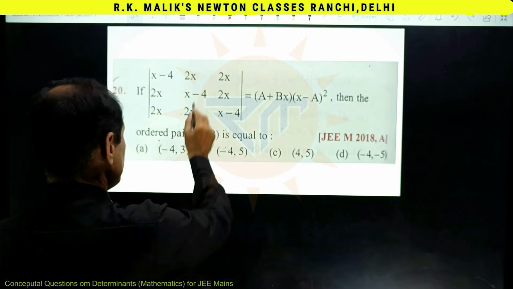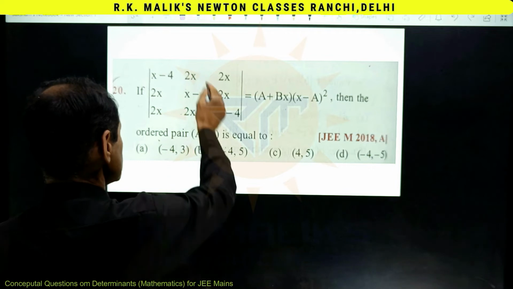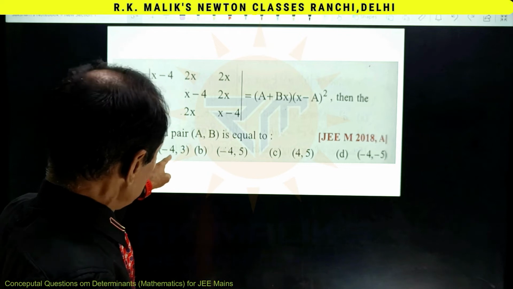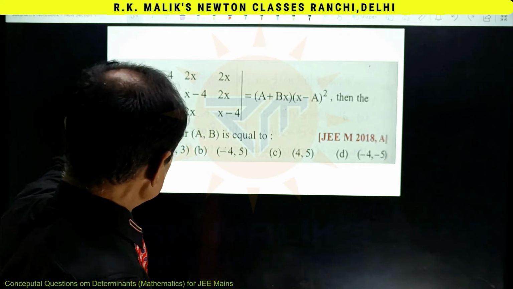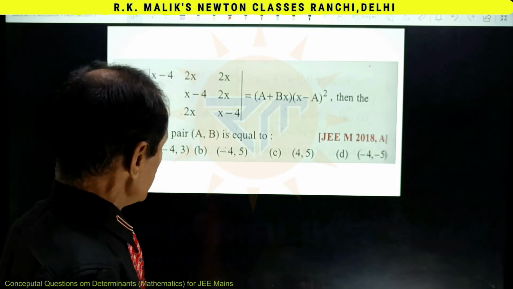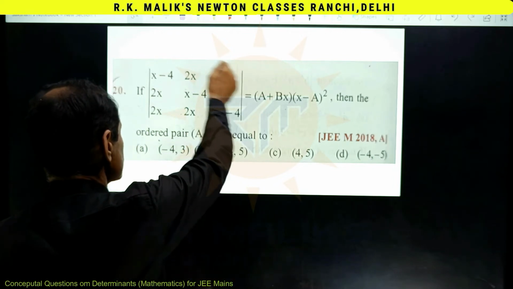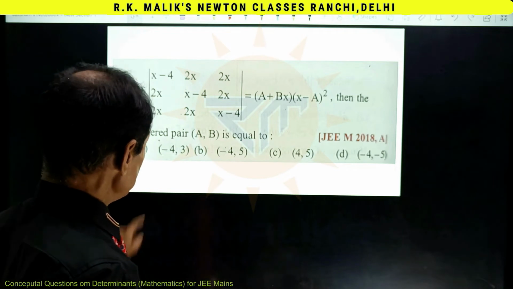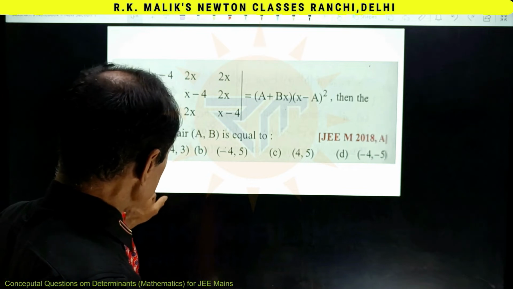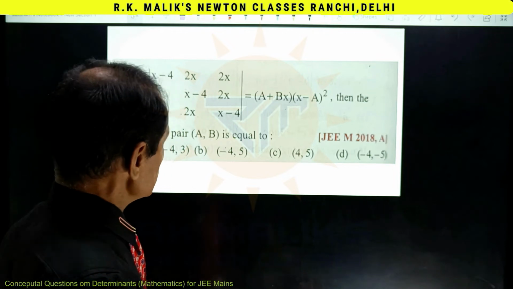But note that a being the root of this, I have to check whether minus 4 is a root of this equation or not. It is clear that by putting x equal to minus 4, all these 3 will become minus 8, all these minus 8, all these are minus 8. That is, by putting x equal to minus 4, the left hand side is becoming 0. Hence, minus 4 is the root of this equation. But also note that by taking x equal to minus 4, all the 3 columns are becoming same.